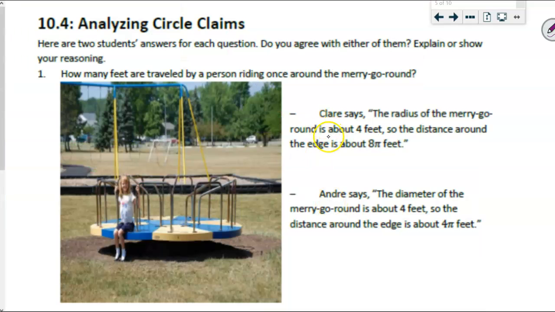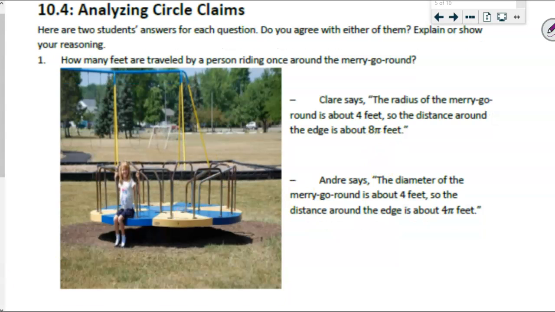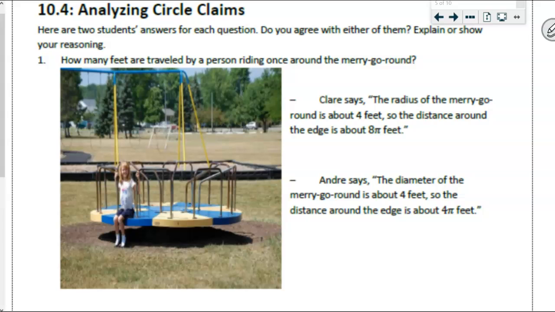Claire says the radius of the merry-go-round is about 4 feet, so the distance around the edge is 8 pi feet. Andre says the diameter of the merry-go-round is about 4 feet, so the distance around the edge is 4 pi feet. So, who do you agree with? We're going to pause recording as students debate and discuss. All right, Grant, what do you think?